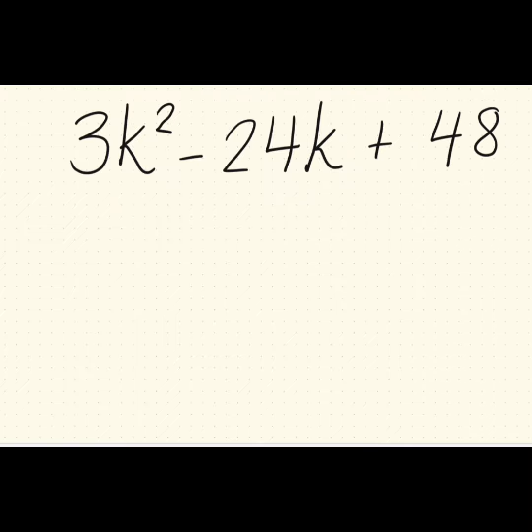Always check first if there is a common factor for all the terms. In this case, 3, -24, and 48 are all divisible by 3. Now find the second factor by dividing all the terms by the common factor 3.